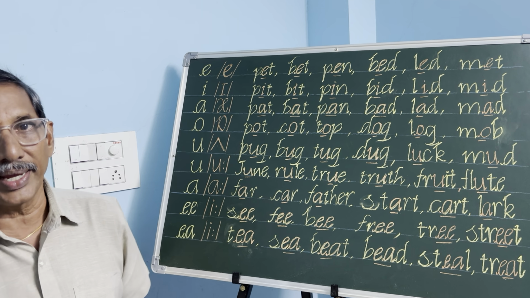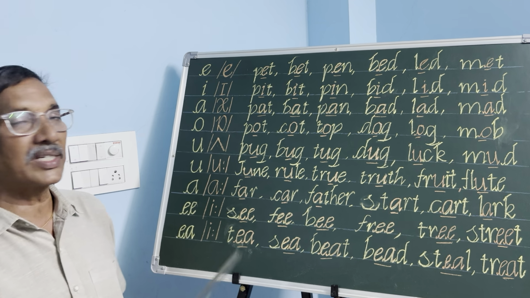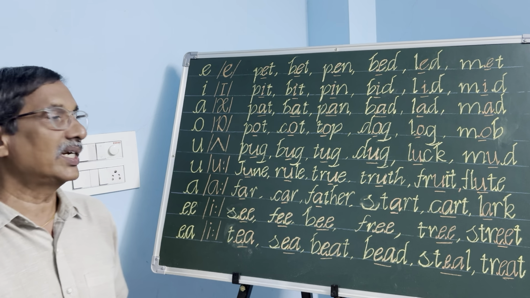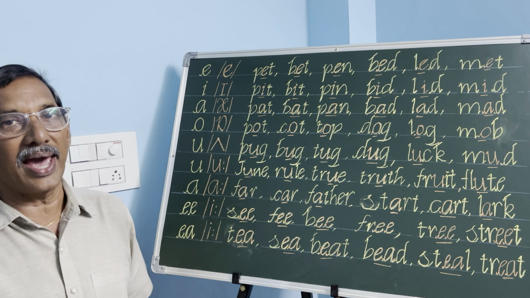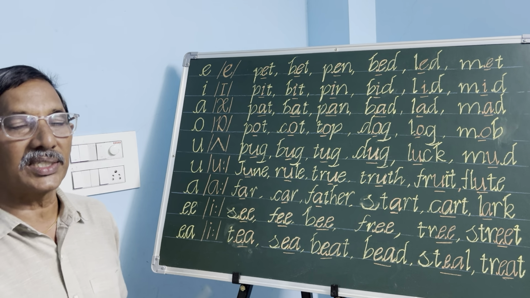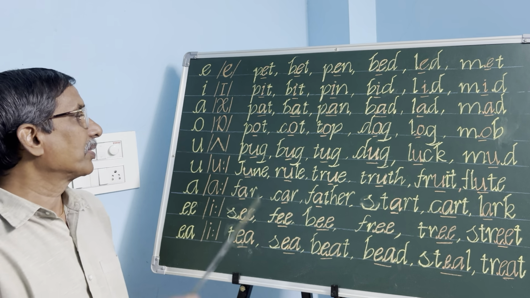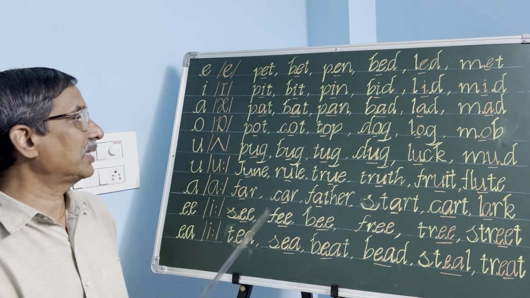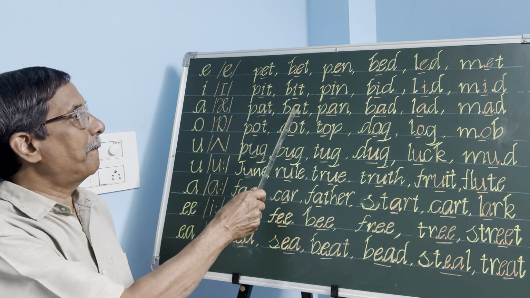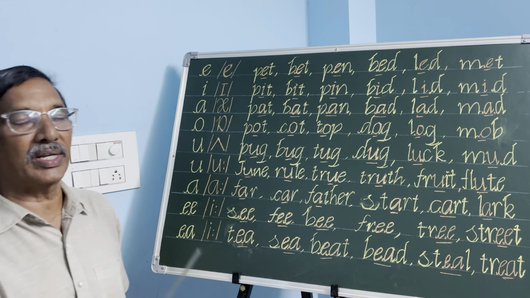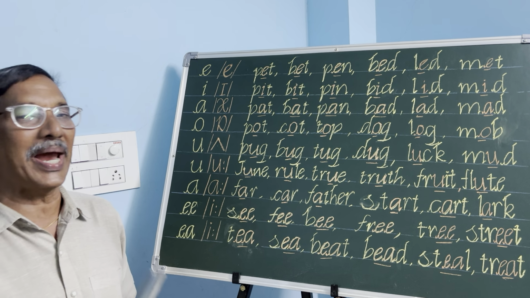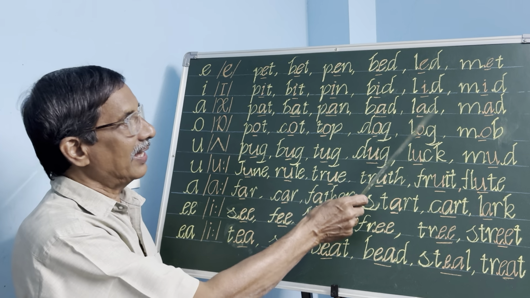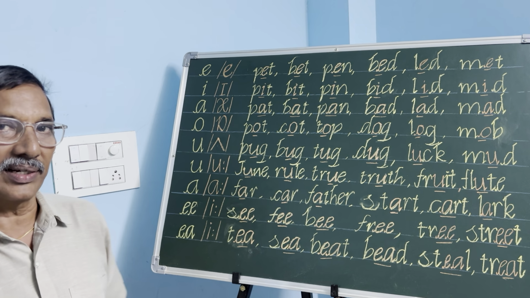Coming to the next one, the letter A. The letter A produces two different sounds here that are common to both Telugu and English. See here, it is a. This sound does not exist in our mother tongue Telugu, even though it is easy for the students to identify the sound. Pat, bat. It is a short vowel. You should remember that it is not pat, pat, pat, bat, pan, bad, lad, mad, etc.